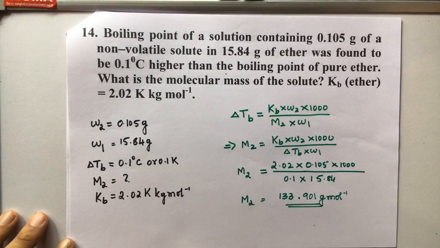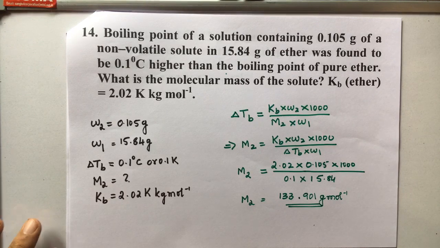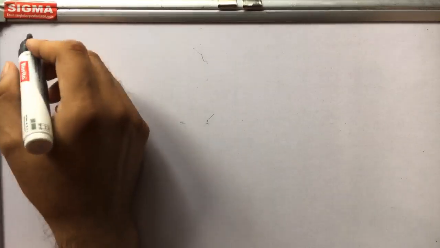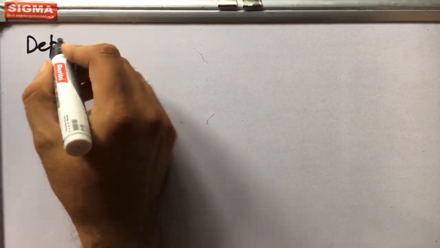Okay, shall we go for the next question, students? So numericals. I have solved 3 problems based on elevation in boiling point. So we'll study the next concept, then we can go for the numericals of that. Okay, we shall study the next concept, students. The next concept that you are going to study is depression in freezing point.